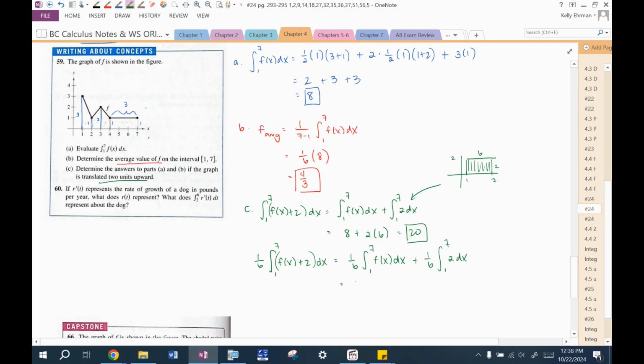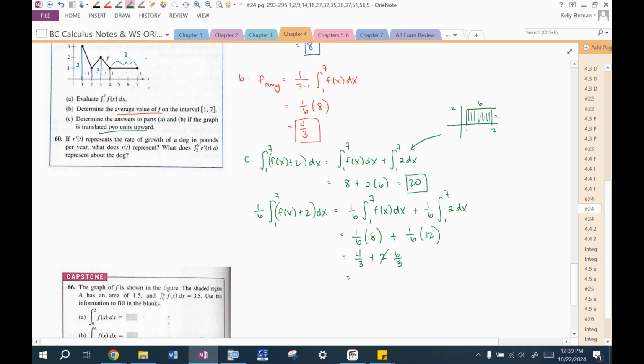And again, we've done the math on these. 1/6 times 8 plus 1/6 times, what did I get when I did this integral here? I got 2 times 6, which was 12. So 4/3 plus 2. 2 is really 6/3. So 10/3 was my average value.